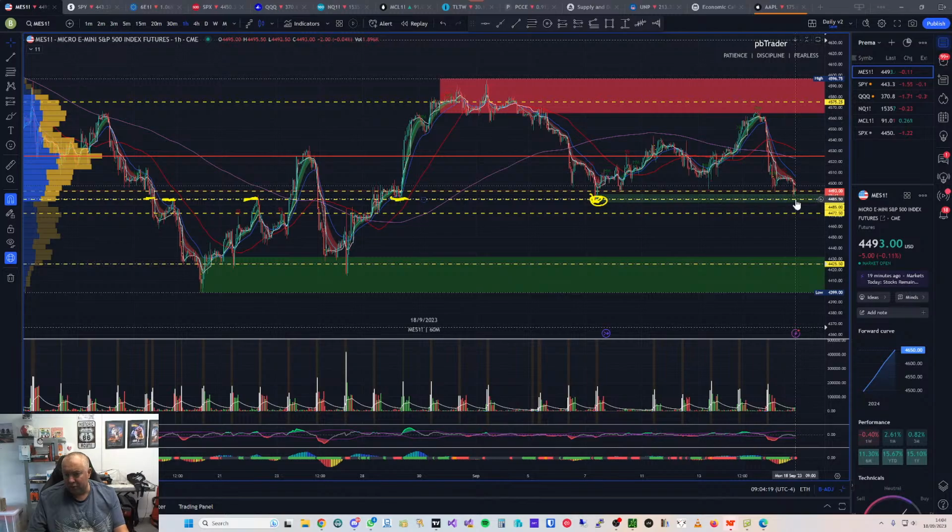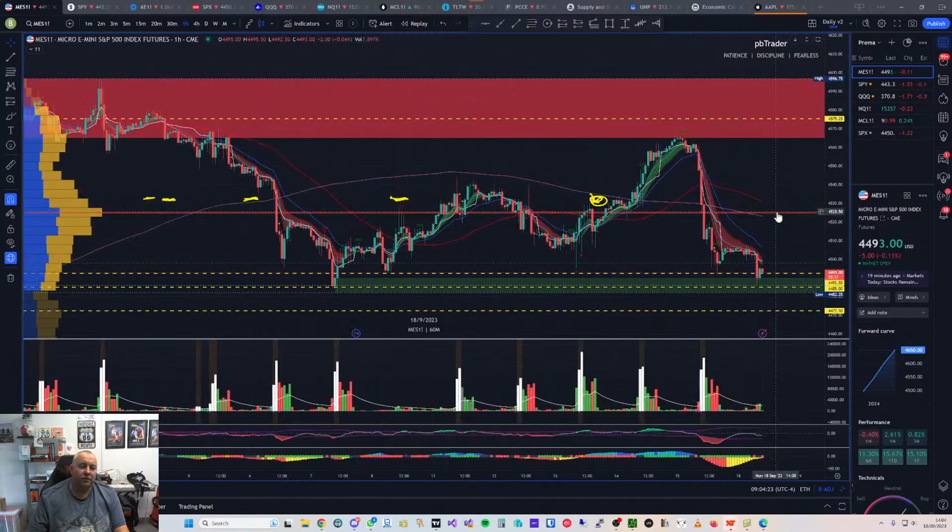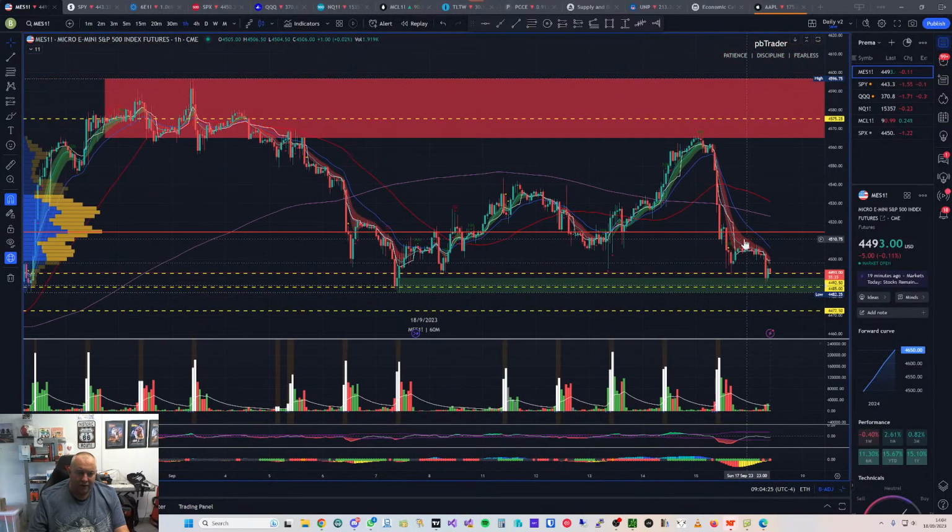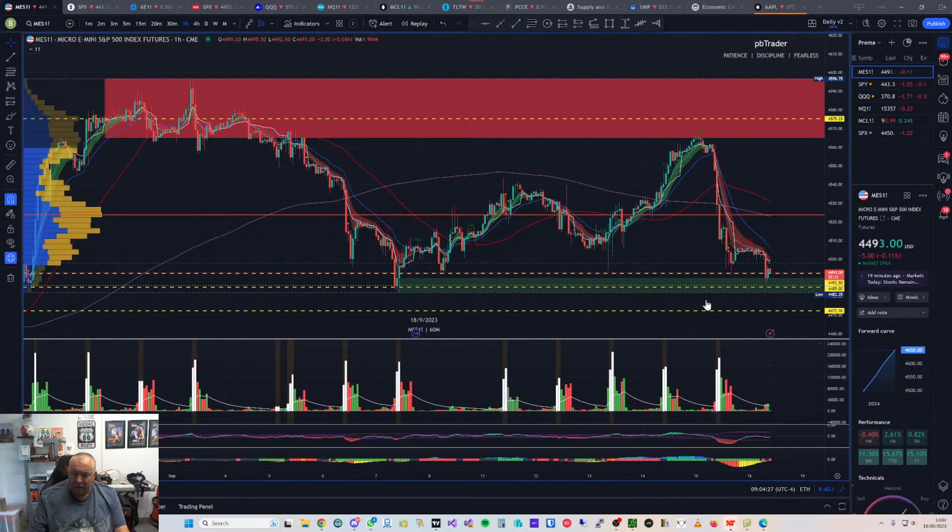So that would be 4485, and it's within the hourly demand zone as well. So hopefully this should be a nice move, a good bounce when we get down there. That would be a higher probability bounce because it's an area of demand.